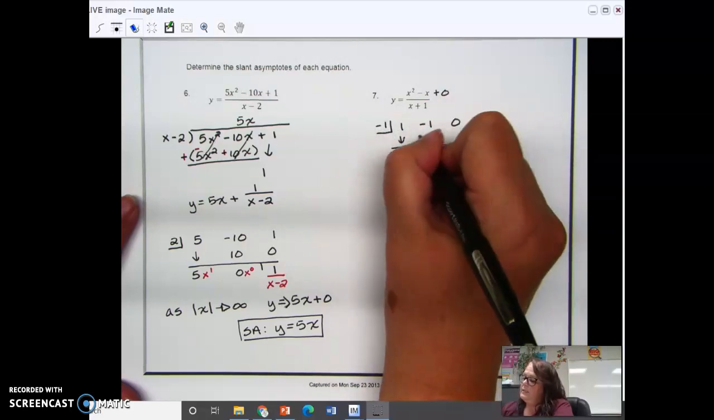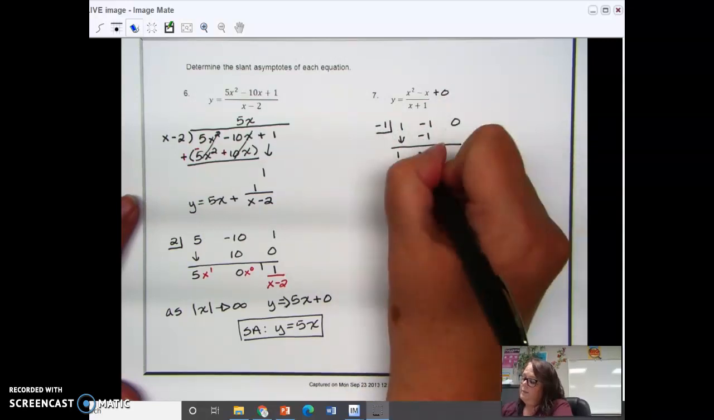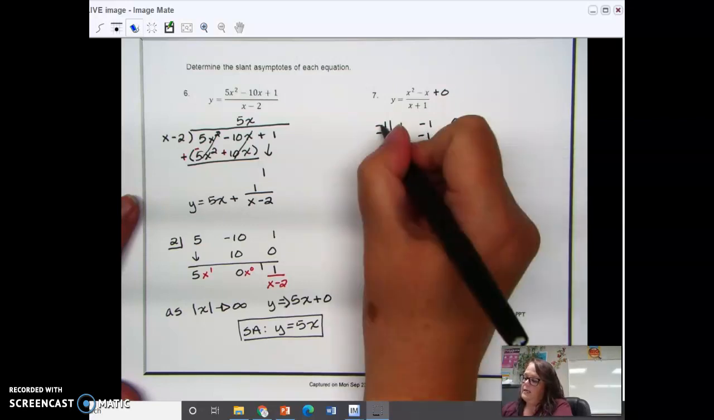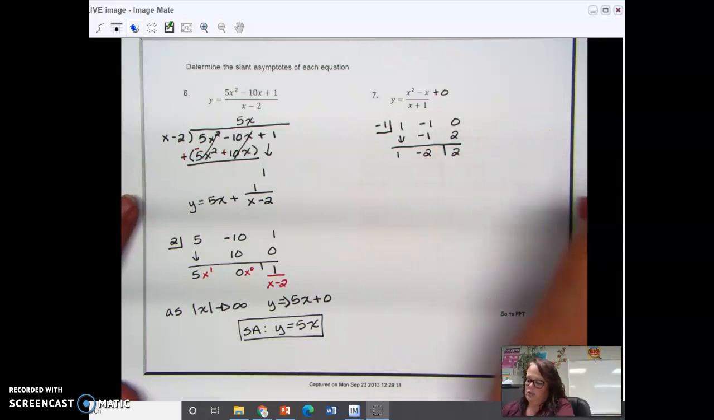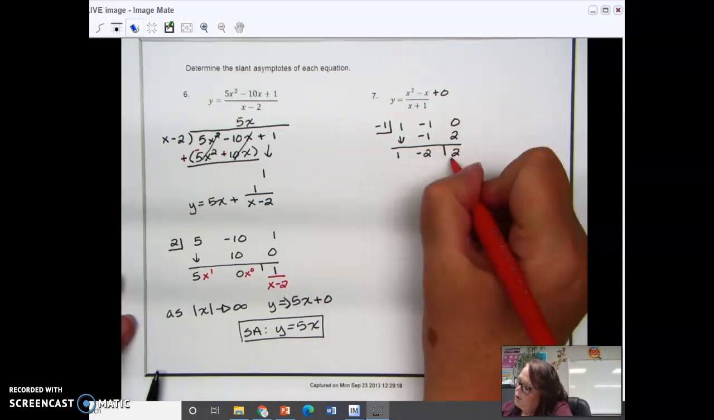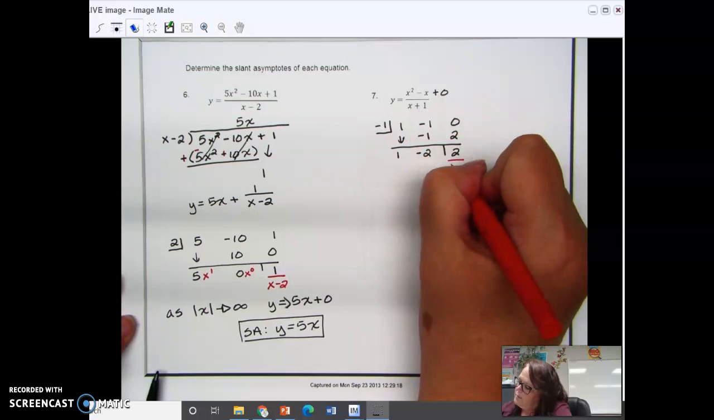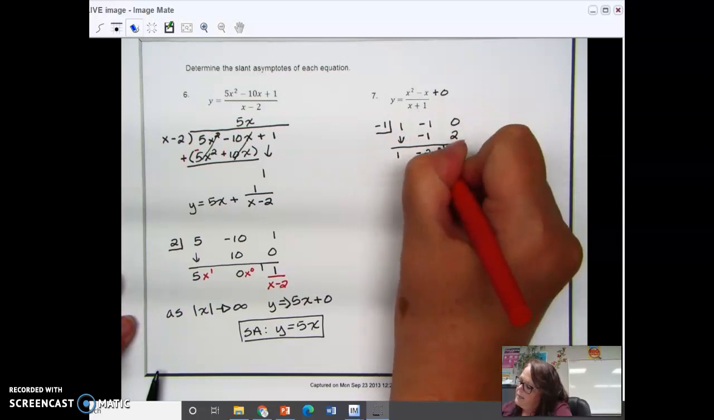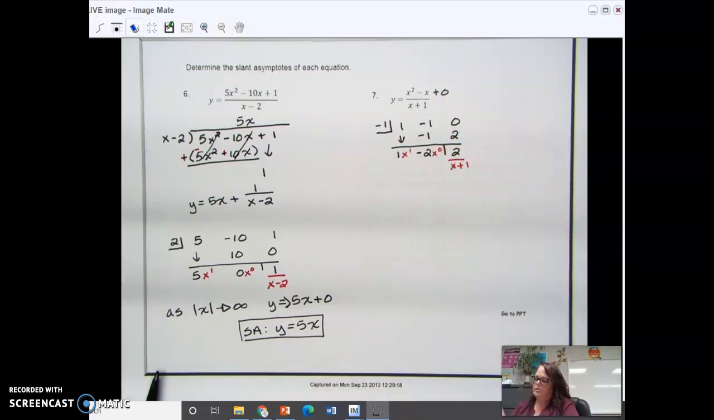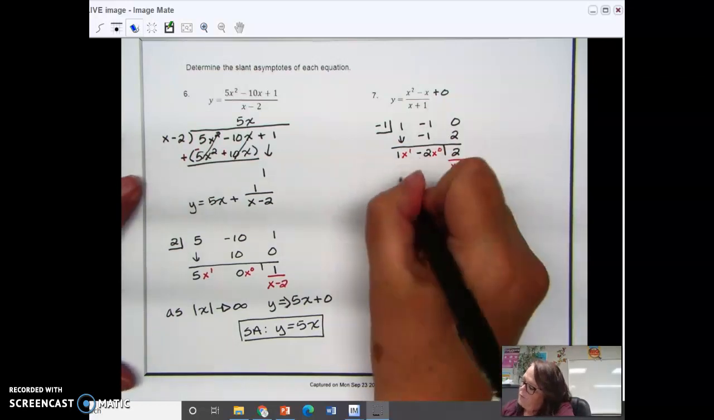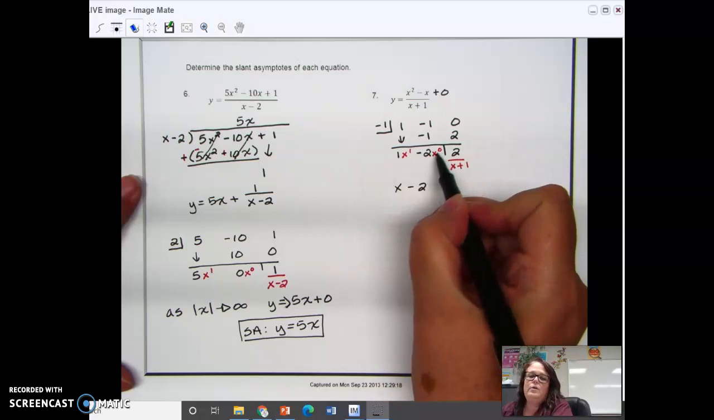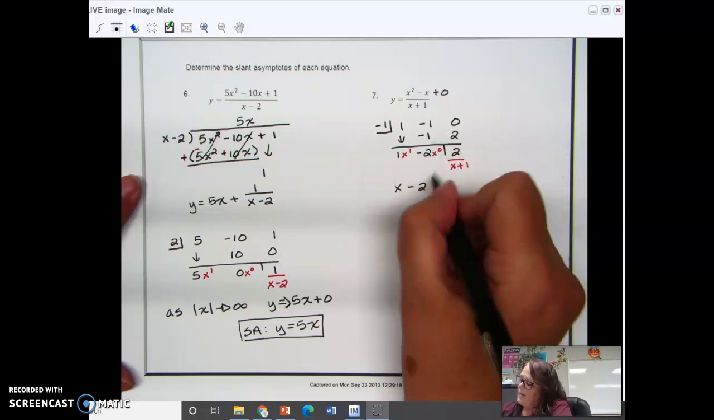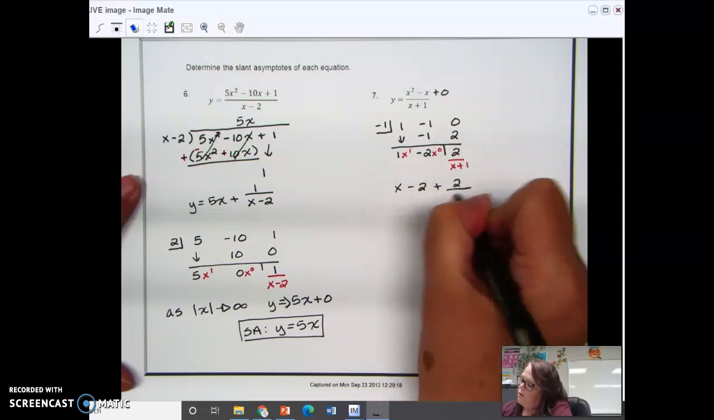So we're going to drop the 1. Negative 1 times 1 is negative 1. The sum of those two is negative 2. Negative 1 times negative 2 is 2, and the sum of that is 2. So this can go over the divisor, which was x plus 1. This is my x to the 0, and this is my x to the first. So I have 1x to the first minus 2 times any number to the 0 is 1, and then plus the remainder over the divisor.